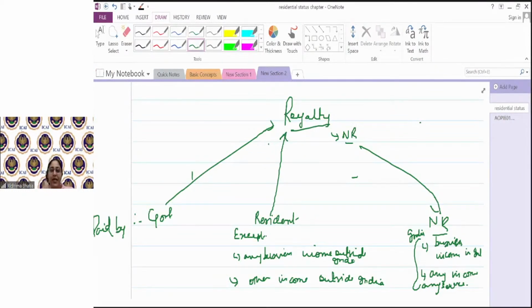No, guys, there is one slight difference between taxability of interest and taxability of royalty as income deemed to accrue or arise in India. Can you tell me what is that difference? Can anyone tell me what is that difference? See, look, compare.